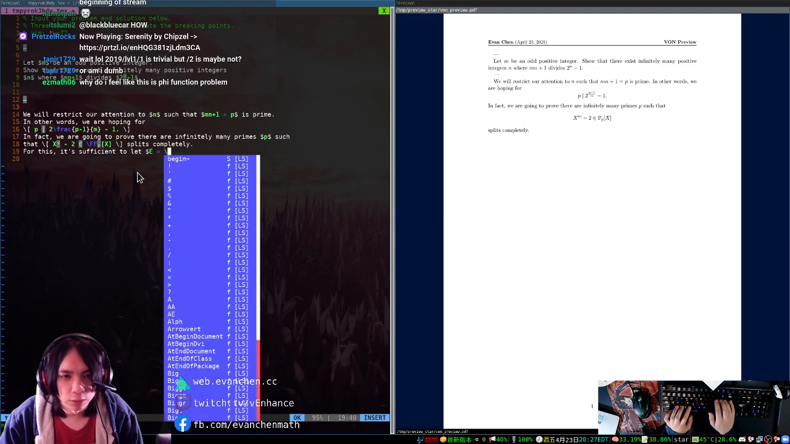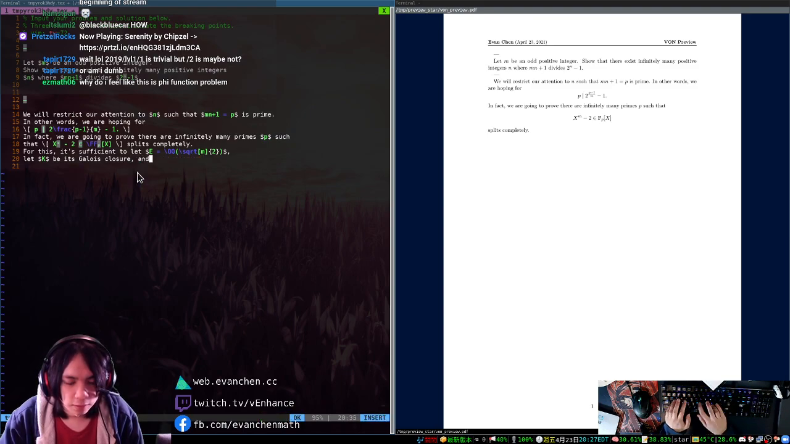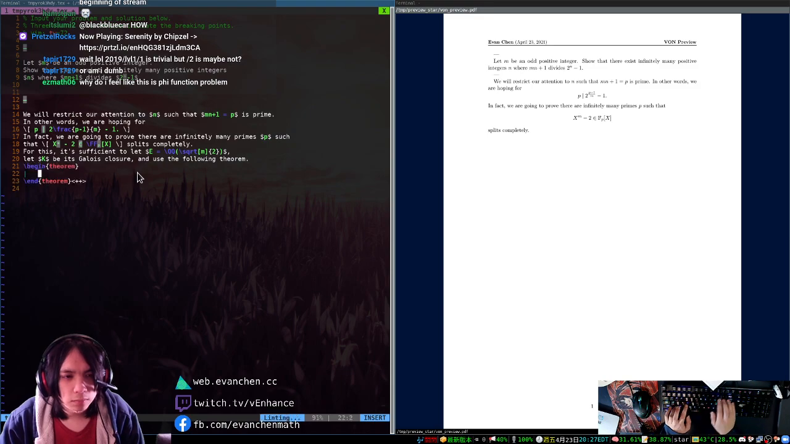For this, it's sufficient to let E equal Q adjoin the mth root of 2. Let K be its Galois closure and use Frobenius. Use the following theorem, Chebotarev density.